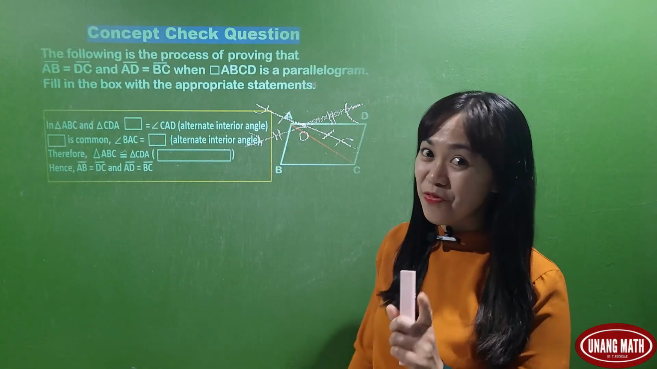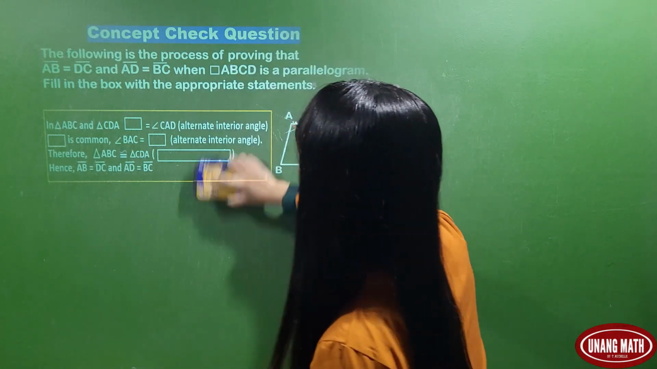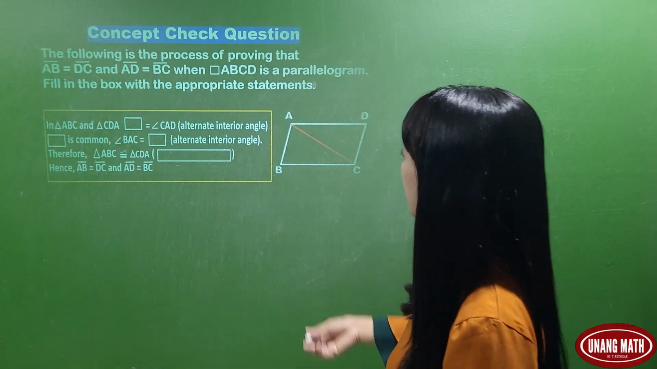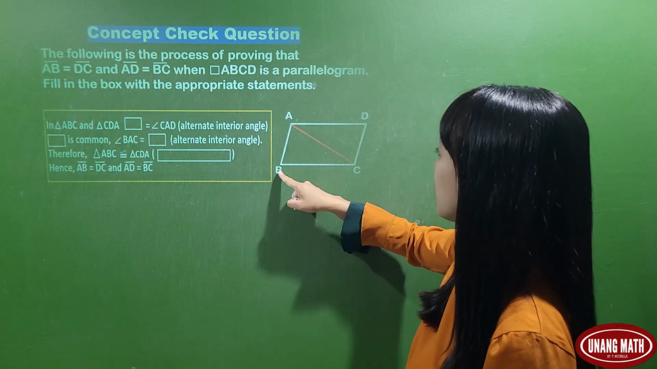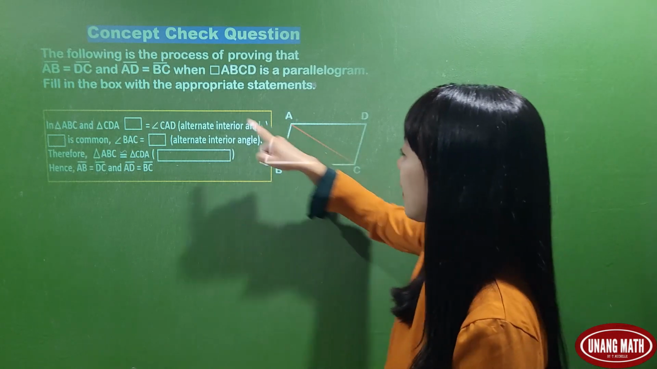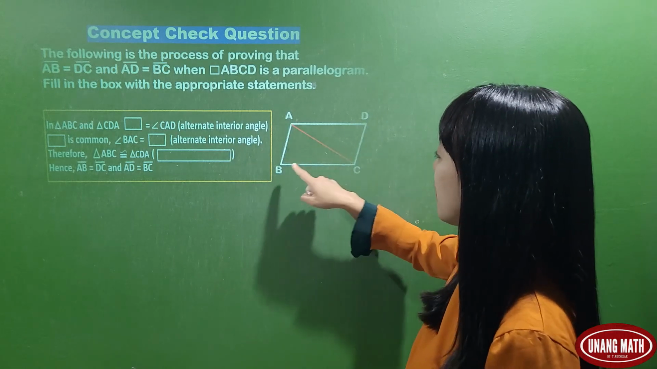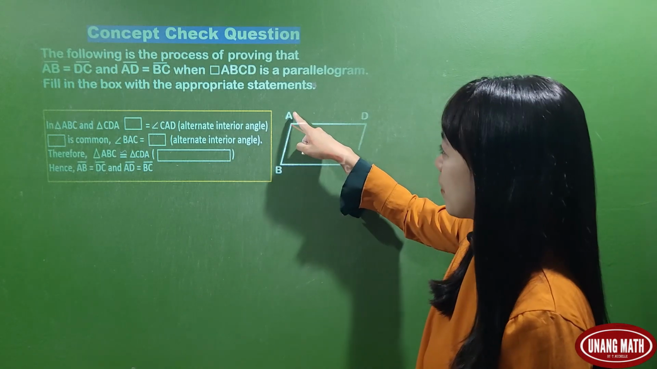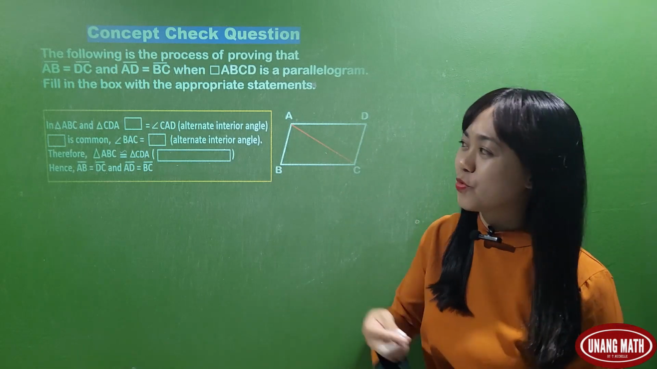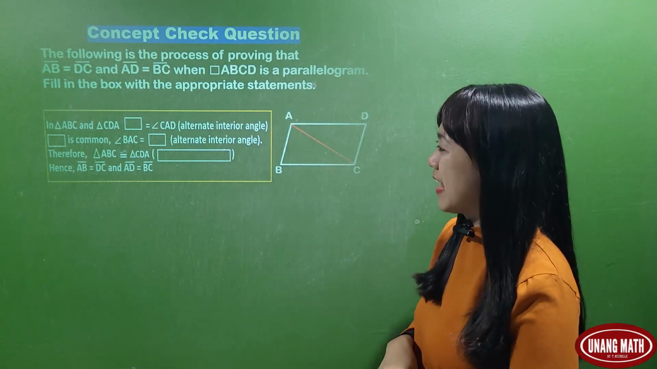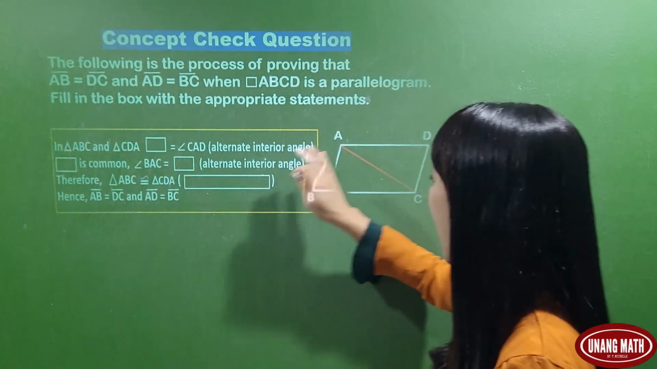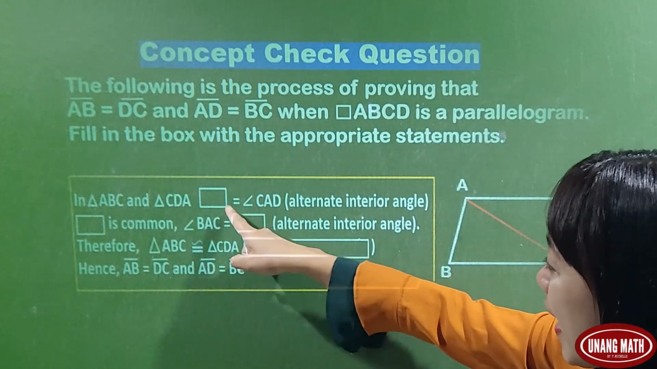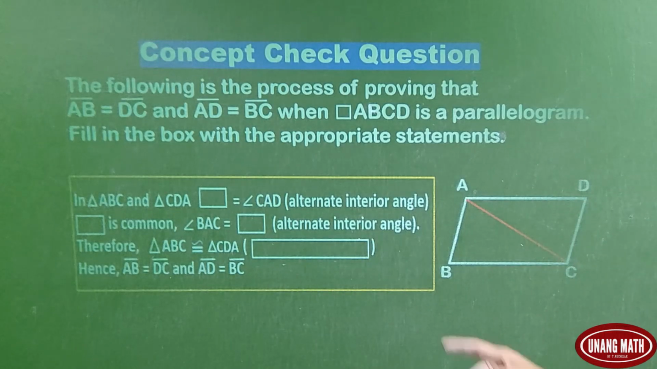Let's give one example by answering this concept check question. The following is the process of proving that segment AB is equal to segment DC, and segment AD is equal to segment BC, when ABCD is a parallelogram. So we will fill in the box with the appropriate statements. According to this one, in triangle ABC and triangle CDA, blank is equal to angle CAD. Let's find where's angle CAD.